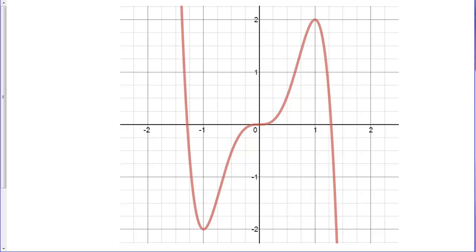Hello, Mr. T here with a tutorial on increasing and decreasing intervals of functions. This is the first in a series heading towards our ultimate objective of being able to sketch the graph of a function, even relatively complex functions, using a combination of algebra and calculus skills, and to be able to do that without the aid of a graphing utility. So we're going to be starting today looking at certain aspects of functions.